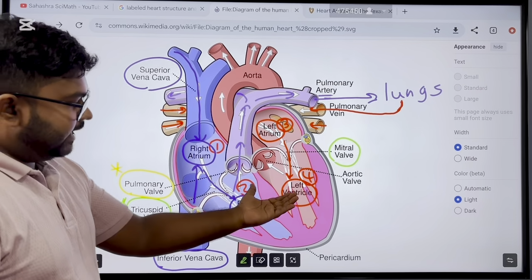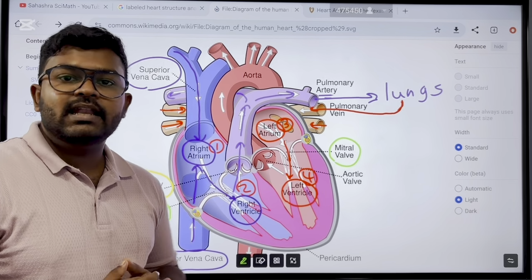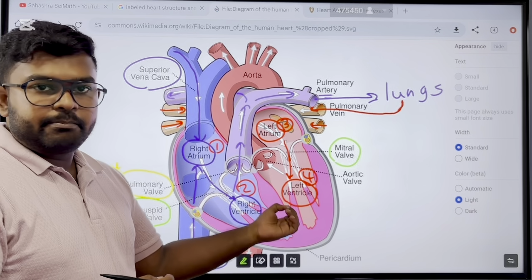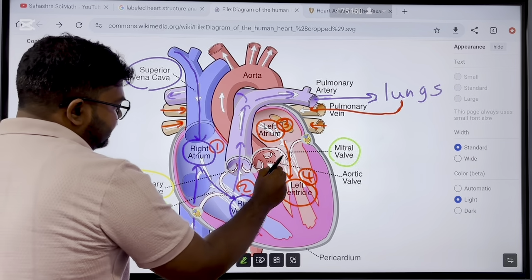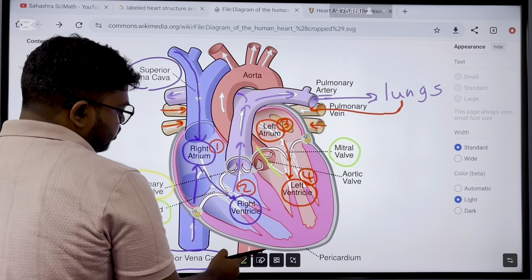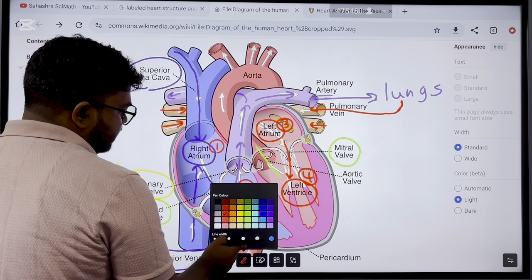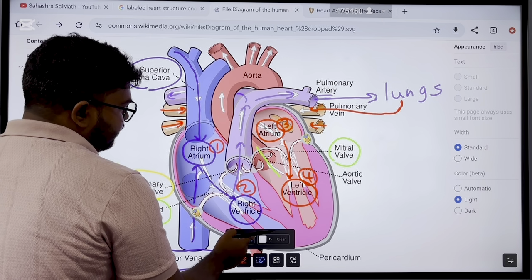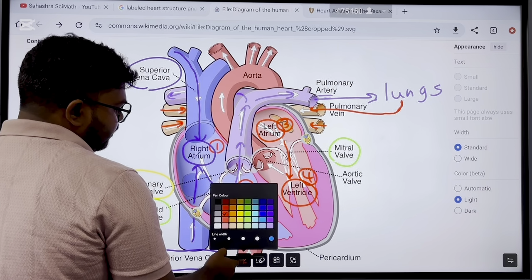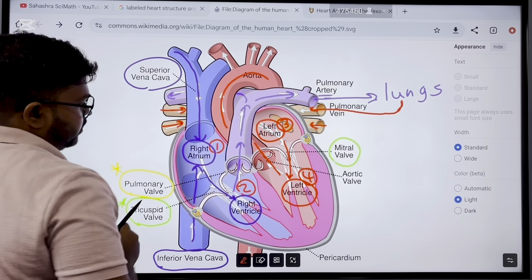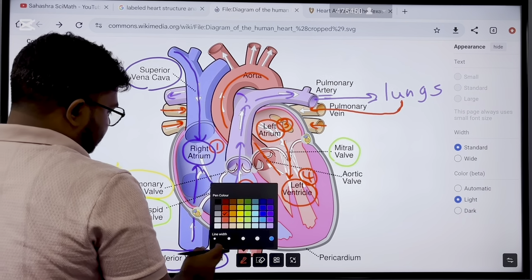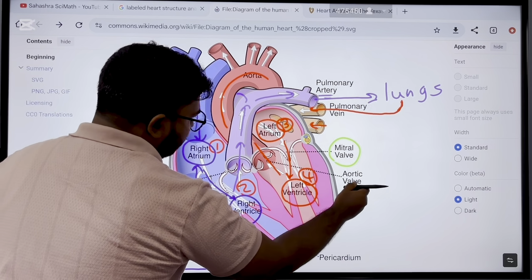Alright, so then what happens at the left ventricle? This is also very important. When the left ventricle contracts, this oxygenated blood enters into the aorta. This occurs through the aortic valve.